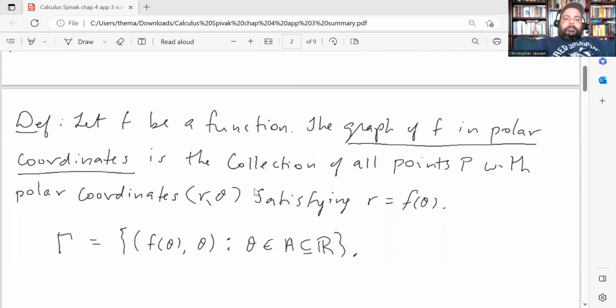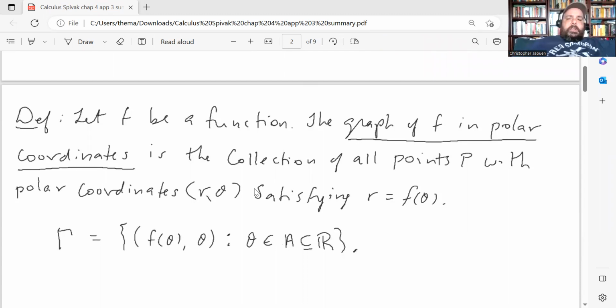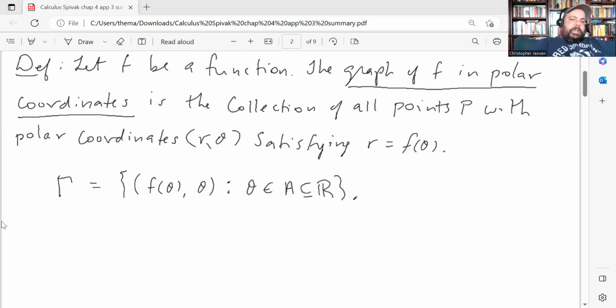All right. He talked about this definition here. Again, there's really only one thing that I want to spend any amount of time on in this section, so I'll just breeze through this stuff relatively quick. So the definition says, if f is a function, the graph of f in polar coordinates is a collection of all points p with polar coordinates r comma theta, satisfying r equals f of theta, or in other words, the graph of f in polar coordinates, which I'm calling gamma here, is a set of ordered pairs f of theta comma theta, where theta is an element from some subset of the real numbers. Here I'm assuming that we're measuring theta in radians, which hopefully shouldn't be surprising.